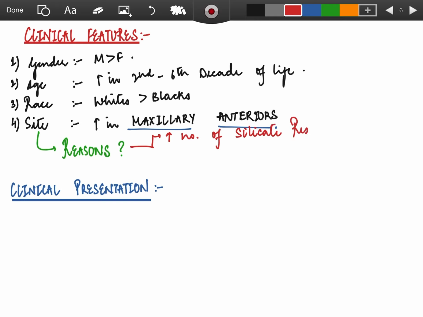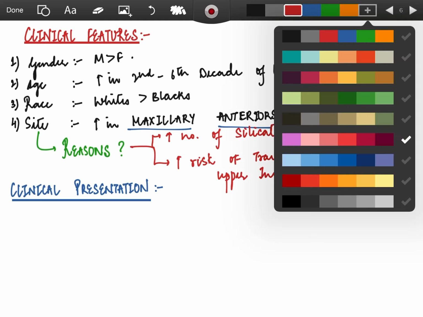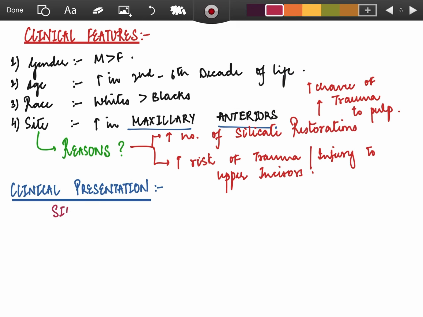The first reason is that there is an increase in the number of silicate restorations in the aesthetic region, which increases the risk or the chance of trauma to the pulp. The second reason is that the maxillary anterior teeth, or maxillary incisors, have an increased risk of trauma or injury, and we know that trauma or inflammation is in the etiology.